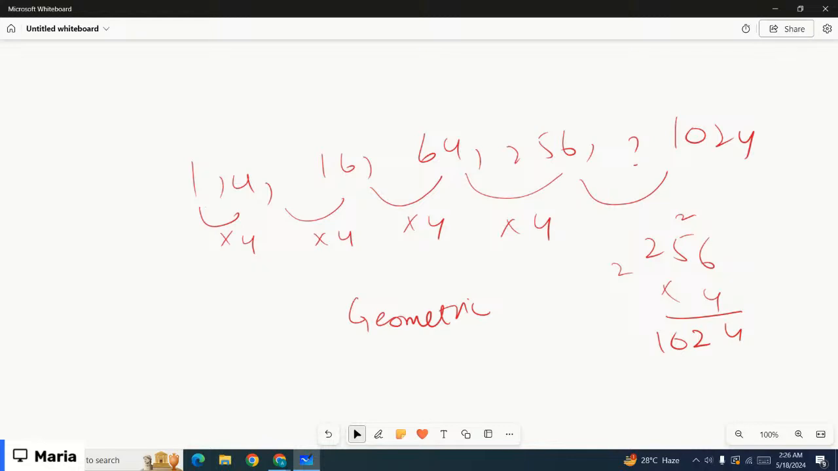Okay, let's just do another example. The next one is 1, 2, the missing number, 8, 16, and 32. So which number is missing?